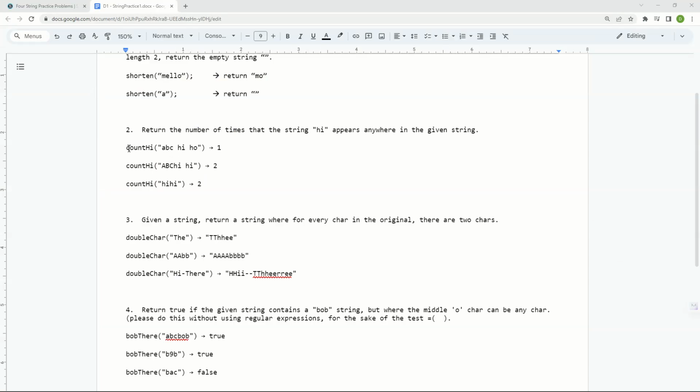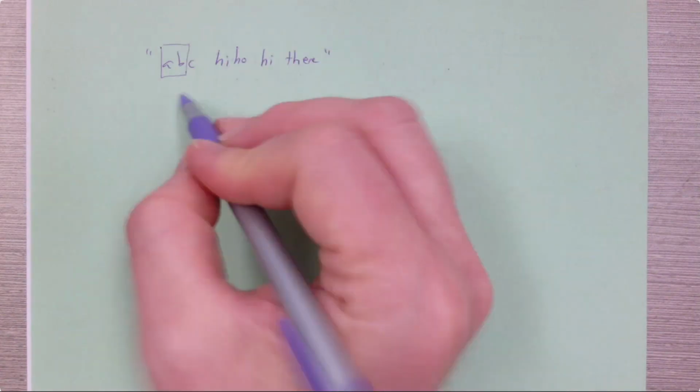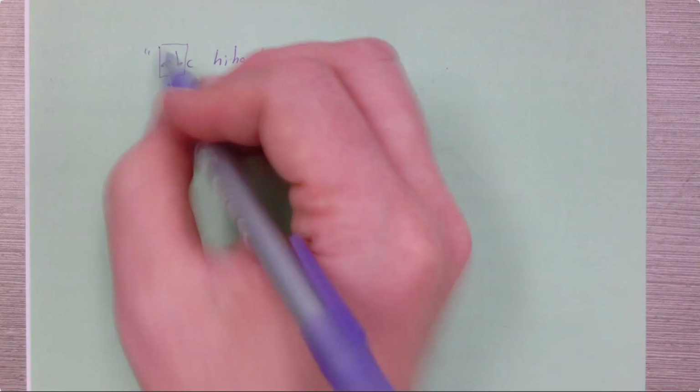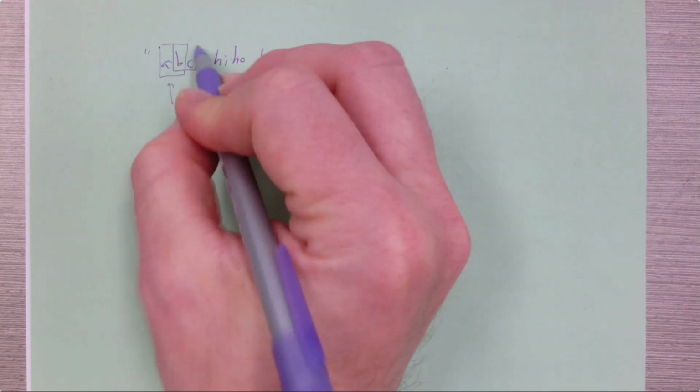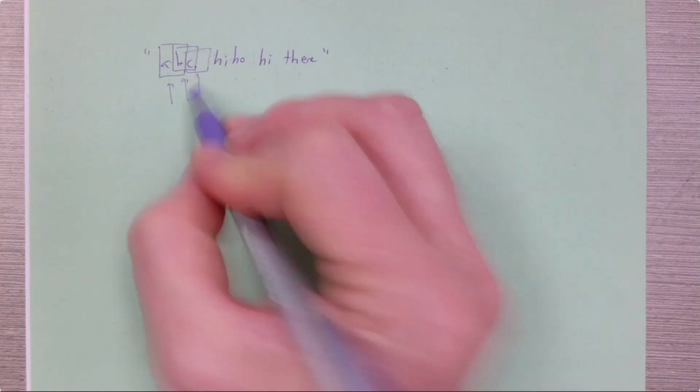Let's do the next one. So count highs. I'm going to count the number of times hi appears in the given string. I want to come up with my solution strategy first. What makes sense to me is to start at the beginning and check the first 2 letters and say, is that hi? If the answer is no, I'll move on to the next 2 letters and check, is that equal to hi? And then I'll move on and check, is that equal to hi?